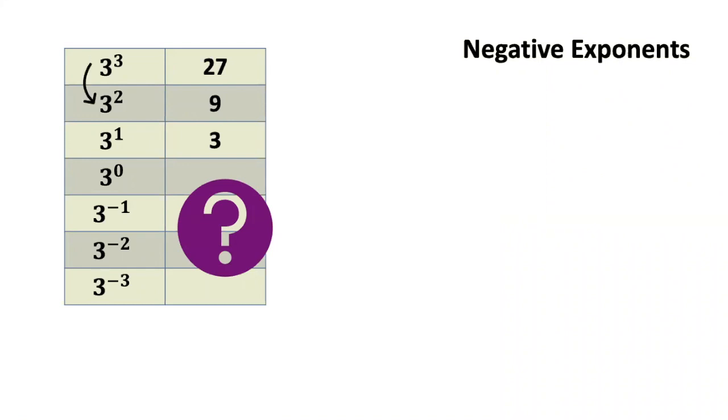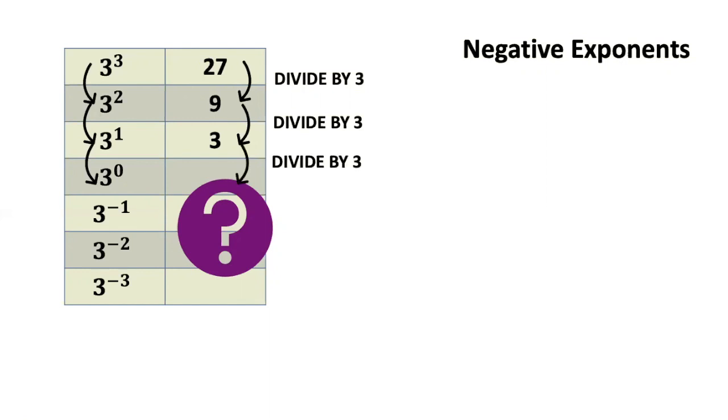Well, look for the pattern. As the exponent drops by 1, the value of that expression, remember 3 cubed is 3 times 3 times 3, which is 27, and 3 squared is 3 times 3, which is 9, the value ends up being divided by 3. Drop 1 more, and the same thing happens. So to figure out what 3 to the 0 should be equal to, if I lower the exponent by 1, I need to divide my last number by 3.